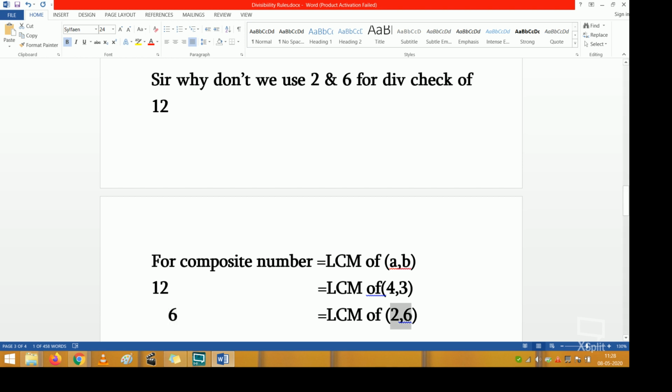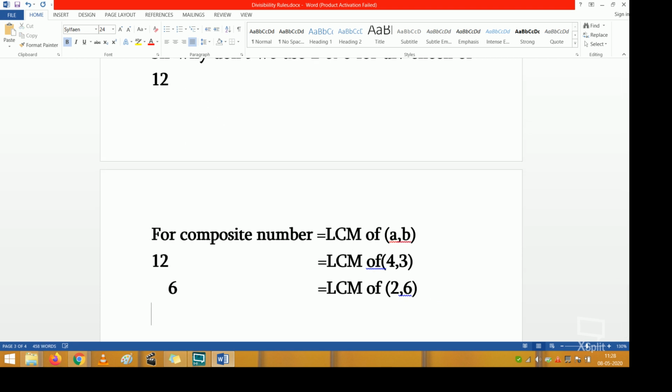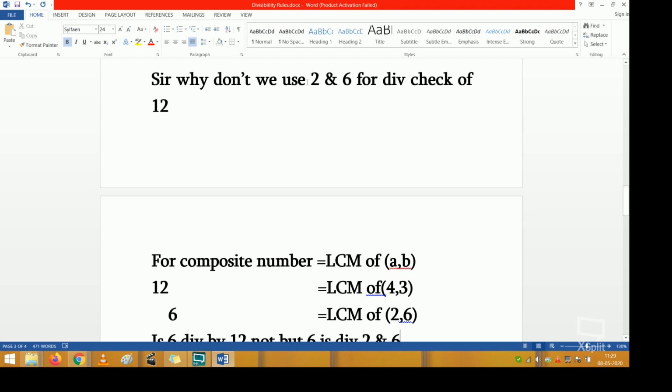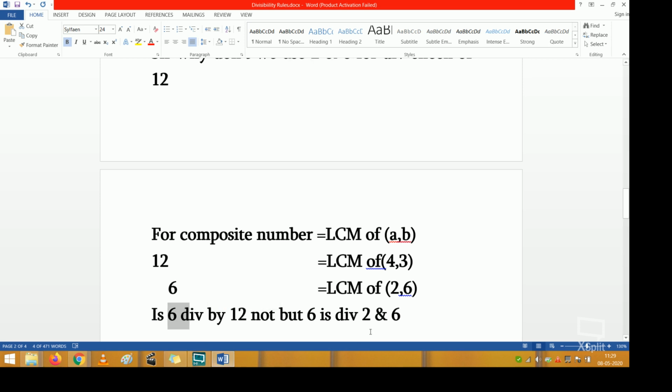So for divisibility checking of 6 you can use 2 and 6, but for 12 you cannot use 2 and 6. The reason is very simple, guys. I'm going to give you a number: 6. You have to tell me if this number is divisible by 12 or not. Is 6 divisible by 12? No, right? It is not divisible by 12. But 6 is divisible by 2 and 6, correct? So your logic won't hold true. If you use 2 and 6 for the divisibility check for 12, 6 is divisible by 2 and 6, but 6 is not divisible by 12.